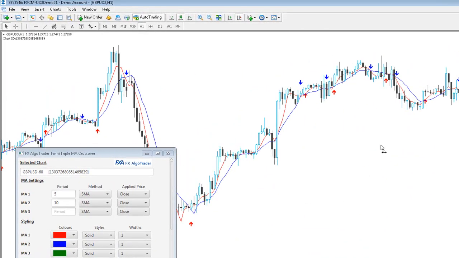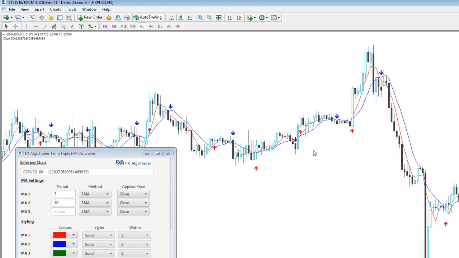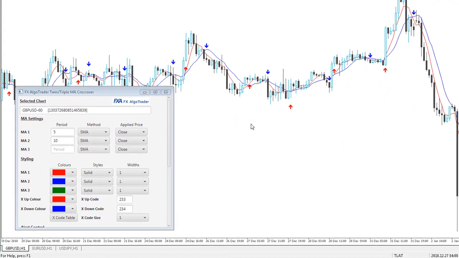So on this chart here, this is a cable, so sterling US dollar hourly chart, and we've got a 5 and 10 period moving average, and you can see essentially where the moving averages cross over, you've got blue arrows and red arrows accordingly. So you get a lot of trade signals using two moving averages, but watch what happens if you use a third moving average using a much longer period.